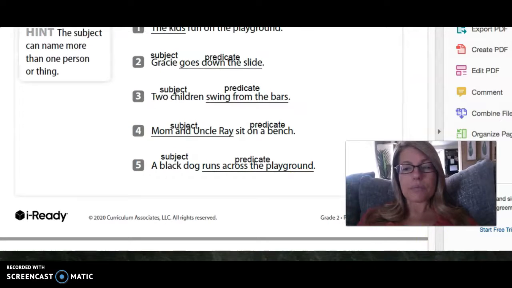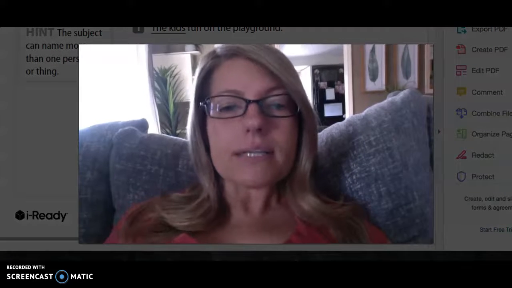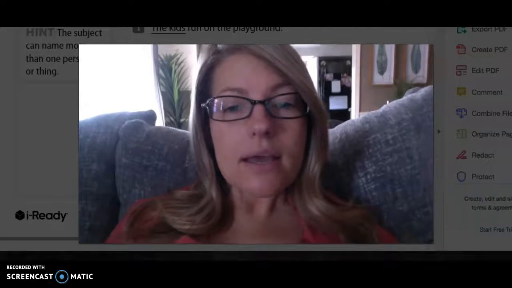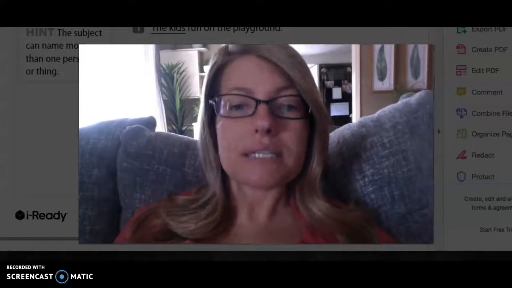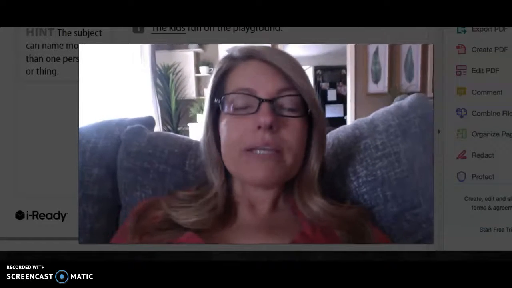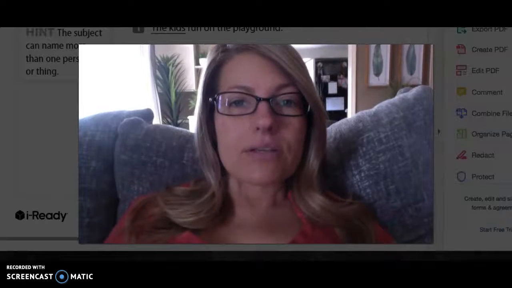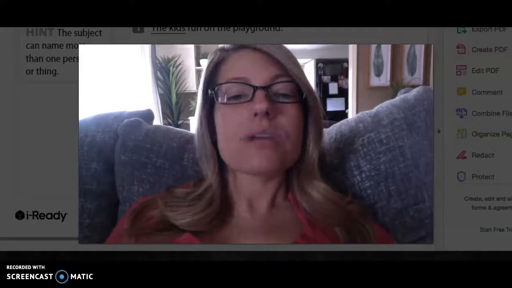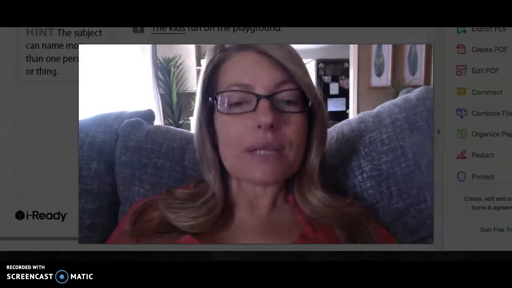Today we worked with complete sentences, and we learned that a complete sentence has a subject that tells us who the sentence is about, and a complete sentence has a predicate that tells us what they are doing. Complete sentences also start with capital letters and end with periods.